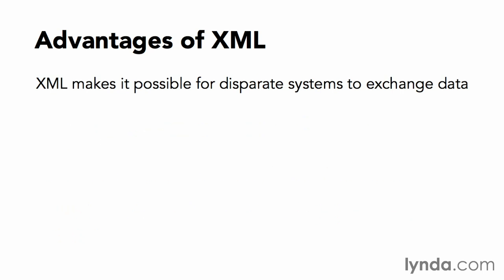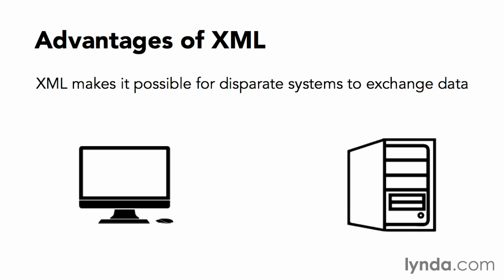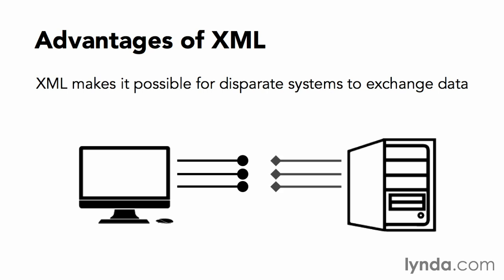XML also makes it possible for disparate systems to exchange data, and these could be systems that were never designed to talk to each other in the first place. Let's suppose you have two computers and you want to share information between them. The problem is one of those computers is modern and speaks a certain language, and the other one of those computers is a little bit older and only knows a certain dialect. Well, what do you do? Well, XML can be used to help solve this problem. XML can create a bridge between these two computer systems so that they can exchange data even though they're not aware of each other.